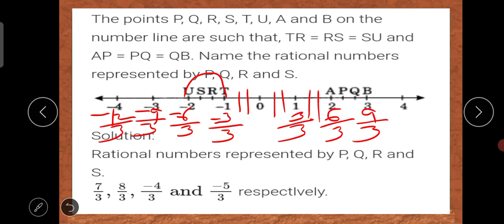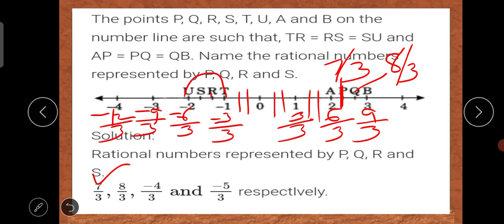Now they told us to show P, Q, R and S. Where P is, just see, here it is 6 upon 3. So after that P is given, it will be 7 upon 3. Then they told us to show Q. After P, what is given here? Q. So if P is 7 upon 3, Q will be what? 8 upon 3.